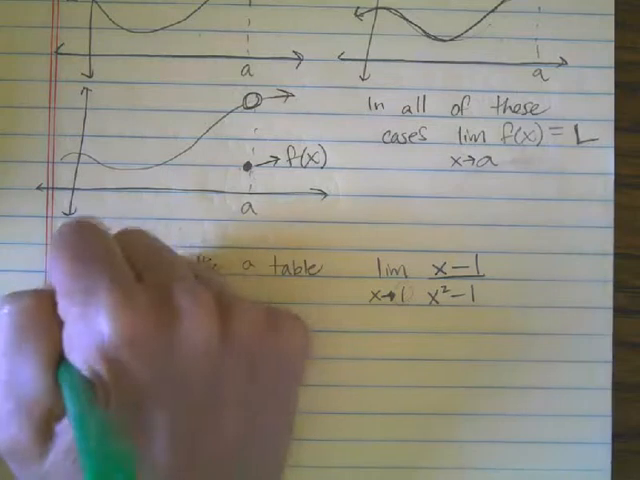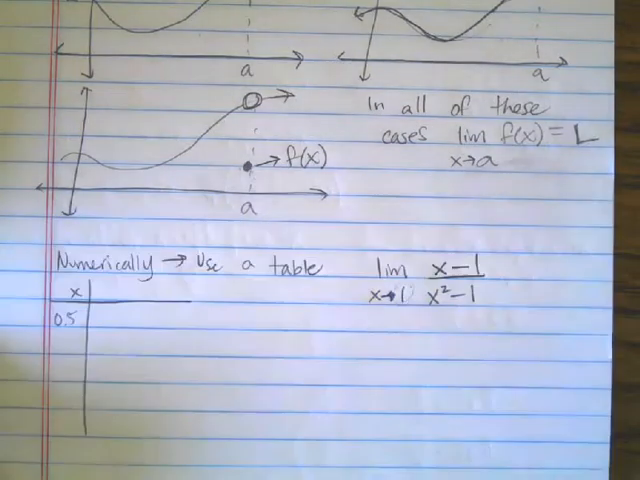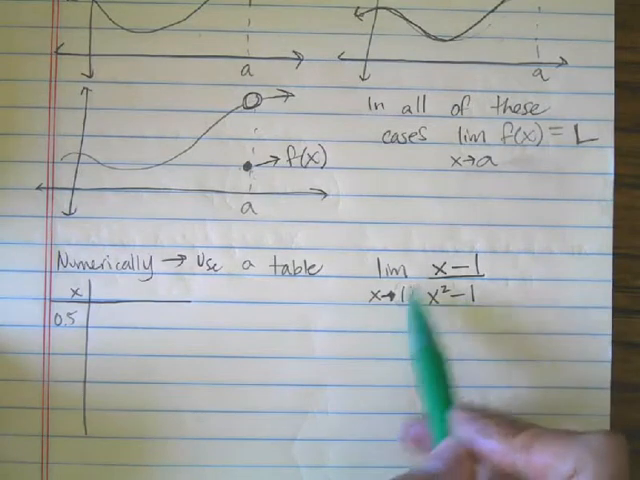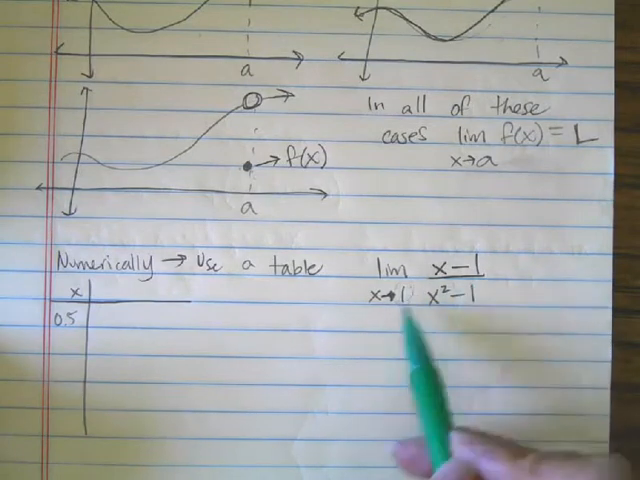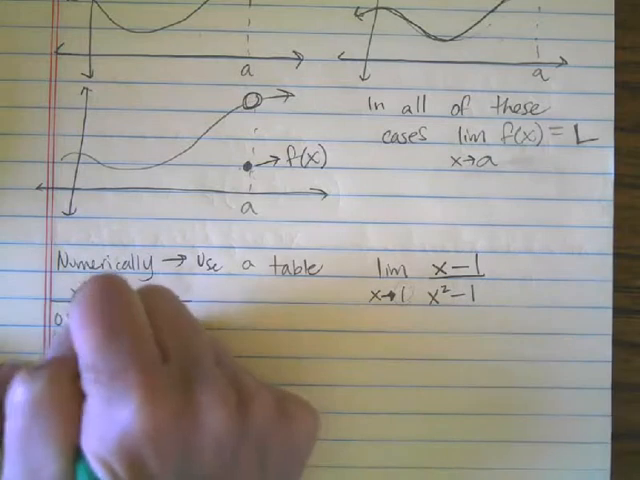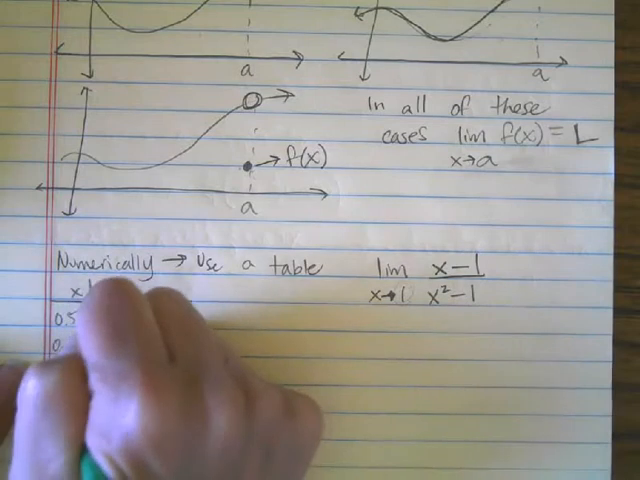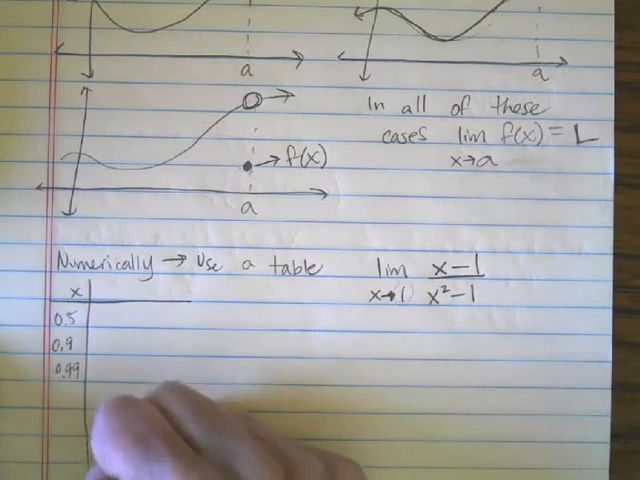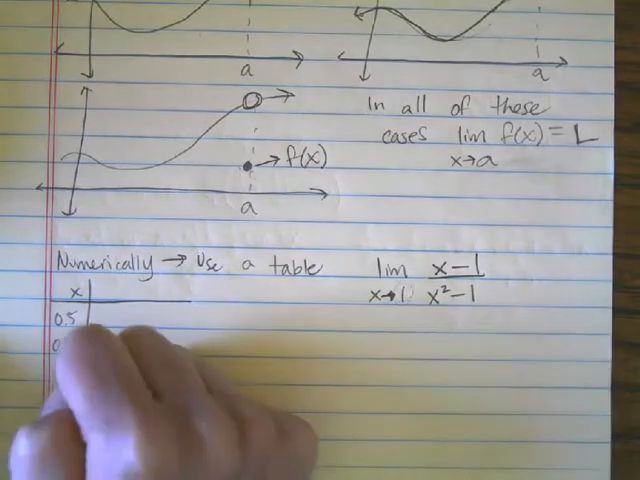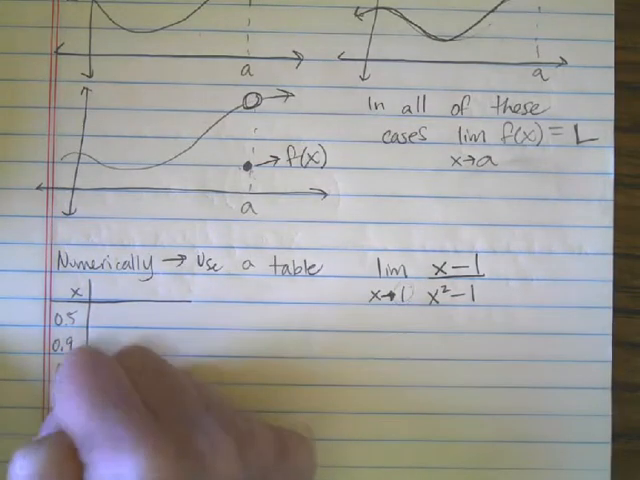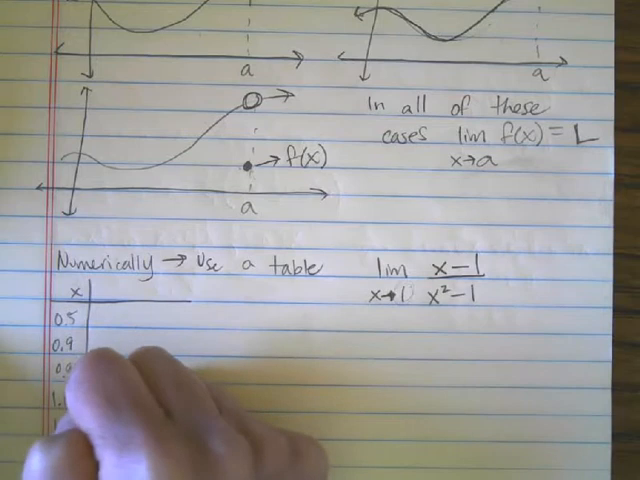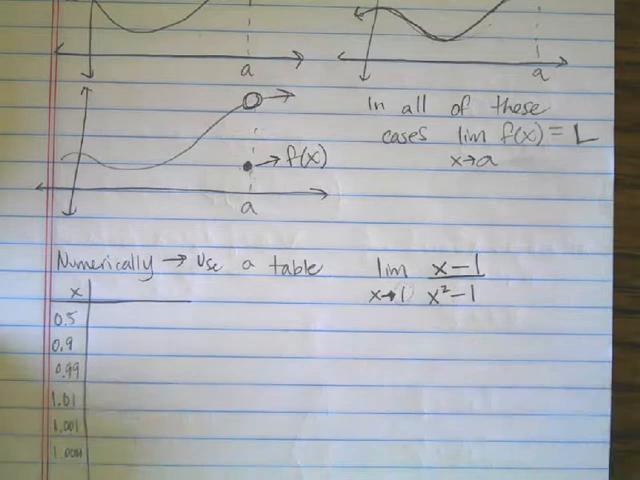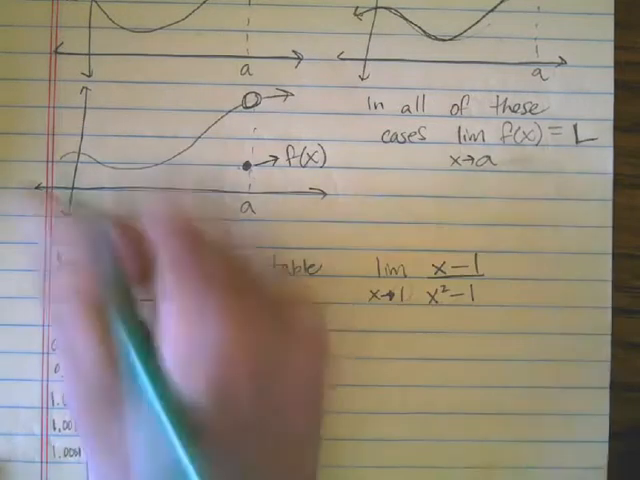We're going to use numbers that are greater than 1 and also less than 1. So 0.5 is close, but 0.9 is closer, and then 0.99 is closer still. That's from underneath, so now we're going to do above: 1.01, 1.001, 1.0001. And then we'll write f of x here.